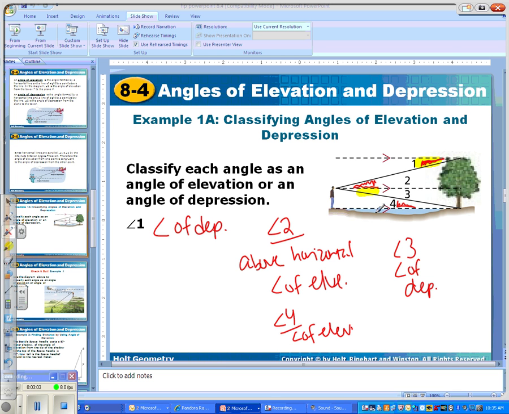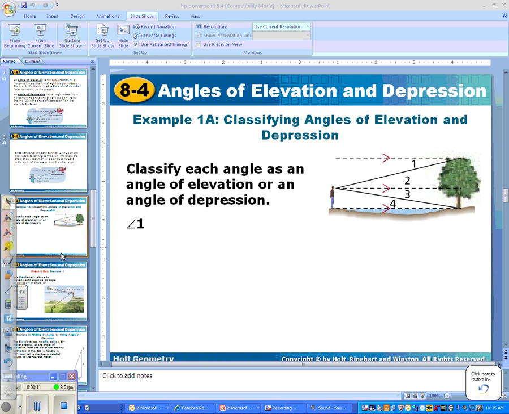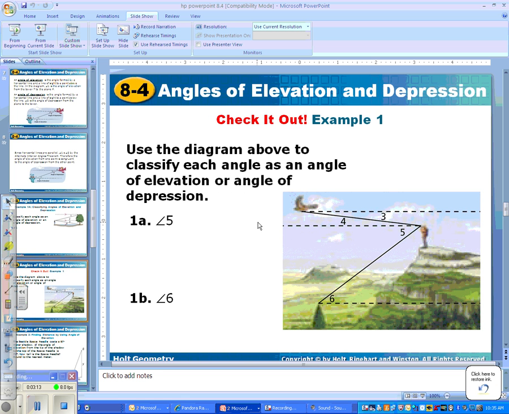Okay, so it's really important that you recognize the differences between angles of elevation and angles of depression. So you're going to try this. This is the first question that you're going to try tonight. I'm going to check it tomorrow. You can title this number 1. You can call it 1A and 1B if you'd like. It's the same thing. Looking at this picture, either tell me if the angle is an angle of elevation or angle of depression.